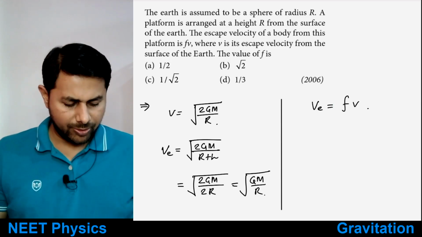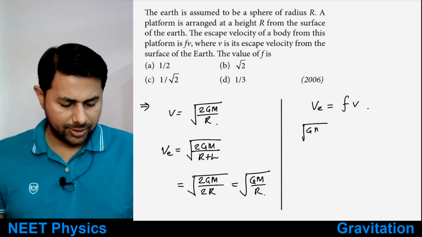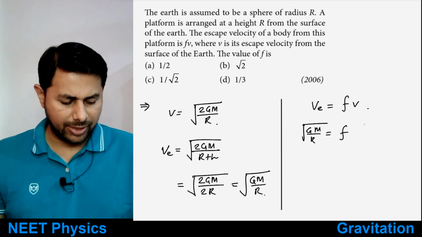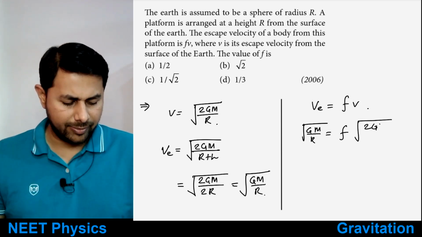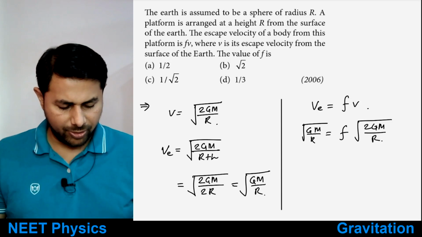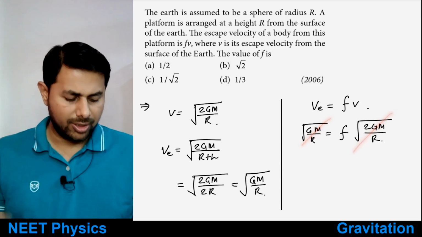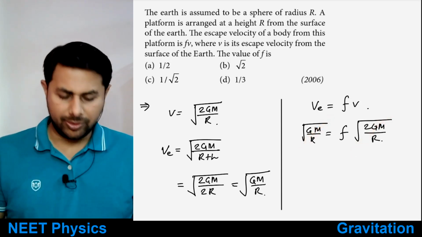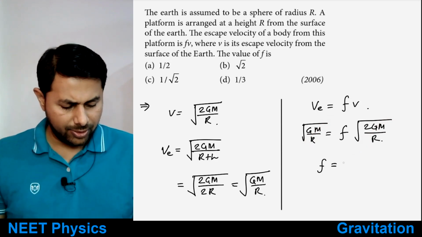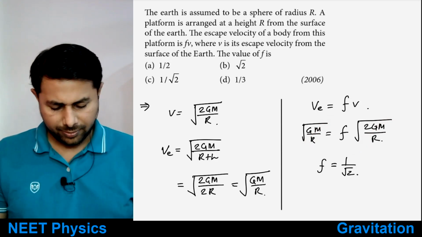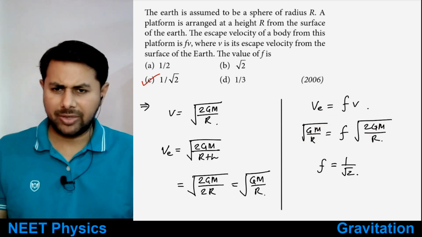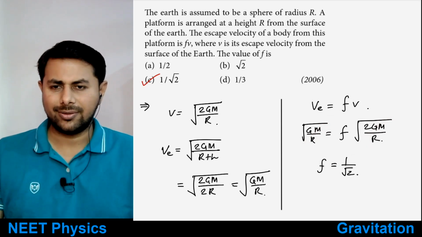This is given. You can put the values. So v is root of GM over r, that is equal to f times root 2GM over r. The GM over r and GM over r get cancelled out. Okay, so f times root 2 is equal to 1, means f is equal to 1 upon root 2. Okay, so it's option C. Very, very simple. Right.